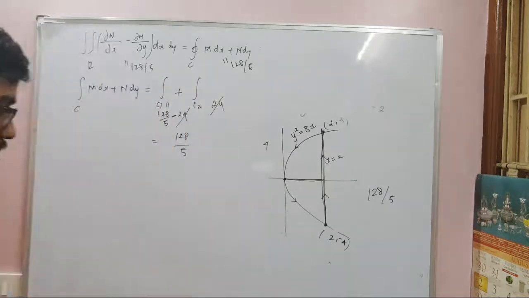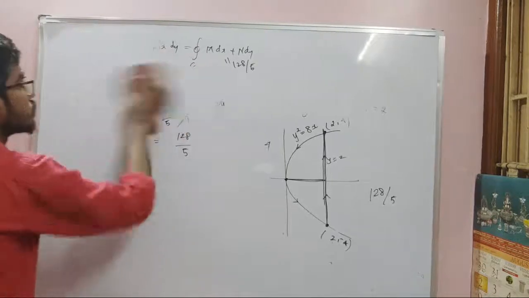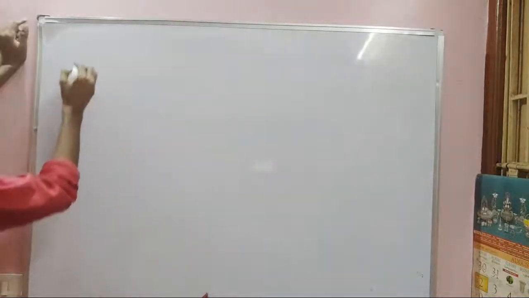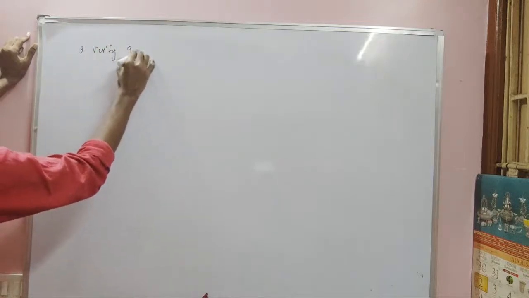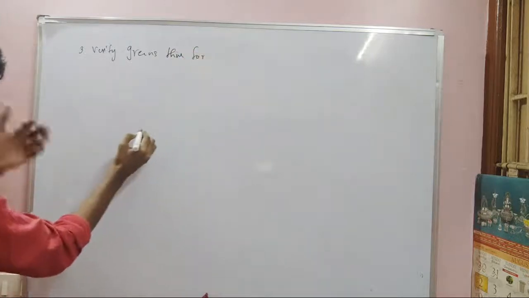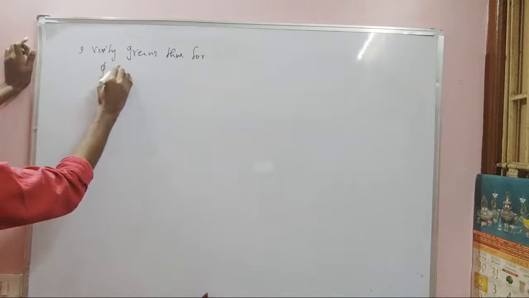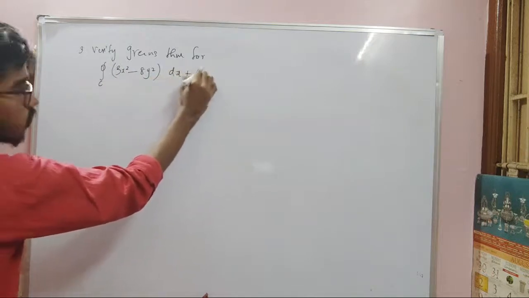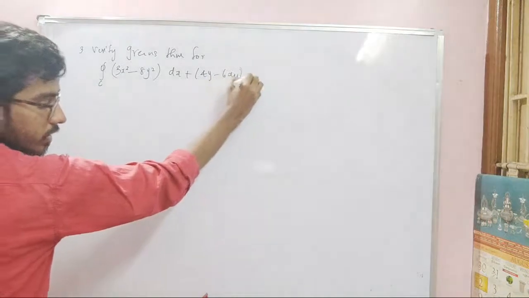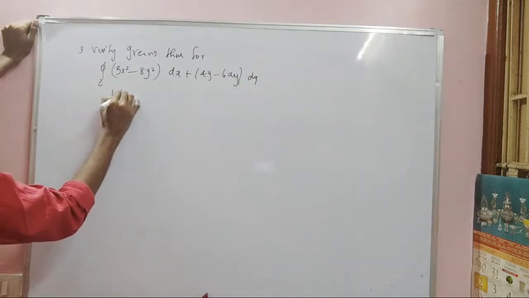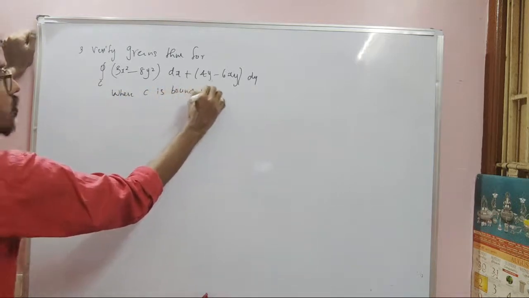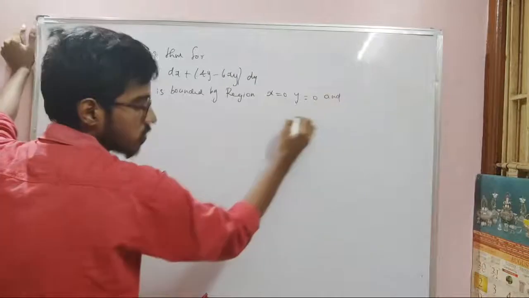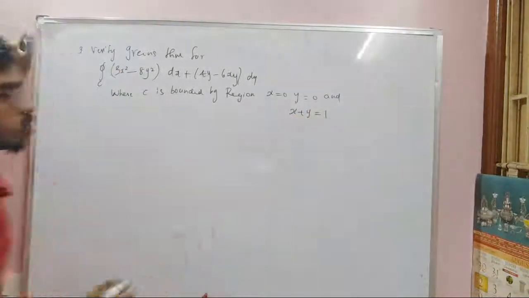So now I will move on to the next problem. The third problem is to verify Green's theorem for the integral over C of 3x square minus 8y square dx plus 4y minus 6xy dy, where C is bounded by the region x is equal to 0, y is equal to 0 and x plus y equal to 1. This is the problem now.